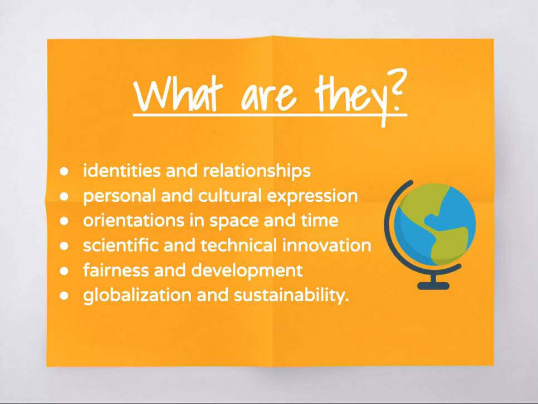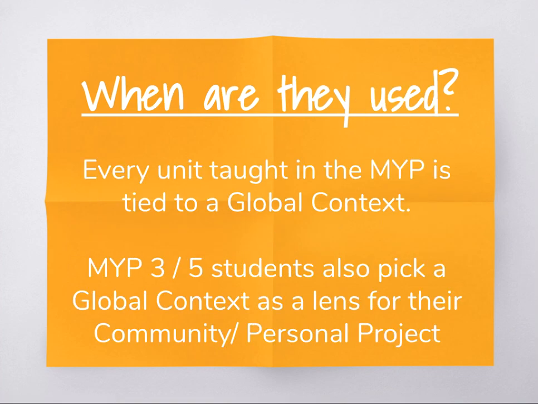So what are they? Here are the 6: identities and relationships, personal and cultural expression, orientation in space and time, scientific and technical innovation, fairness and development, and globalization and sustainability. So when are they used? Every single unit must be connected to a global context.